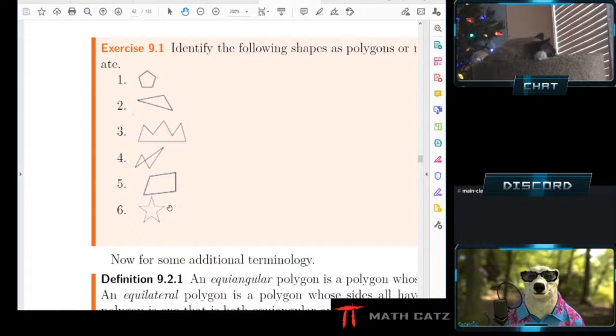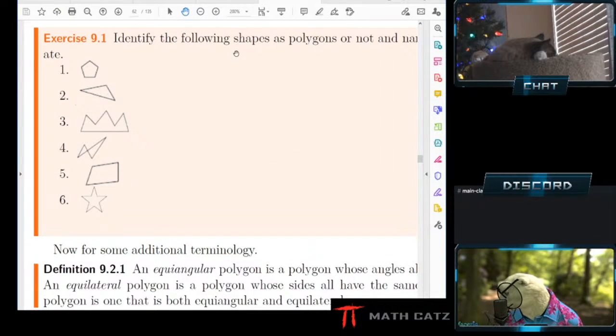And then number 6, ooh, let's count the sides here. 1, 2, 3, 4, 5, 6, 7, 8, 9, 10. That is a decagon, even though it doesn't look like it. You want to call it a star? Star is not technically the name of a polygon. Alrighty.